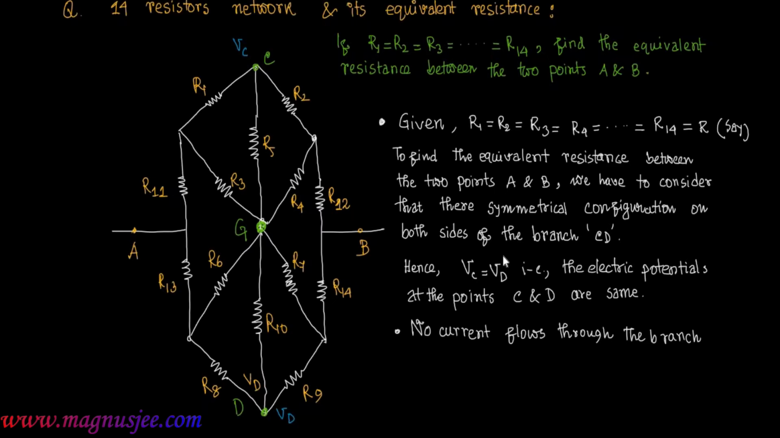As VC equal VD, that means potentials at the points C and D are the same. No current flows through the branch CD containing the resistances R5 and R10. Hence, current flowing through the resistor R5, that is I5, will be equal to 0, and current flowing through the resistor R10, that means I10, will be 0.